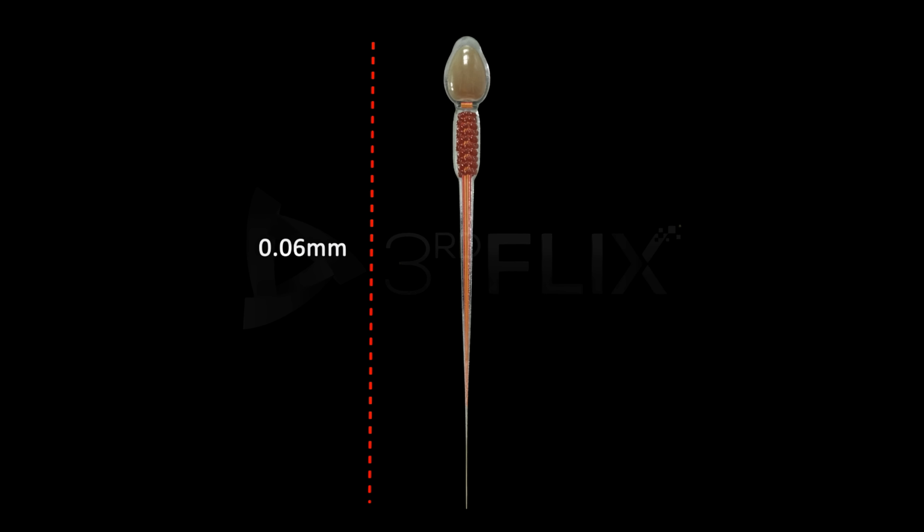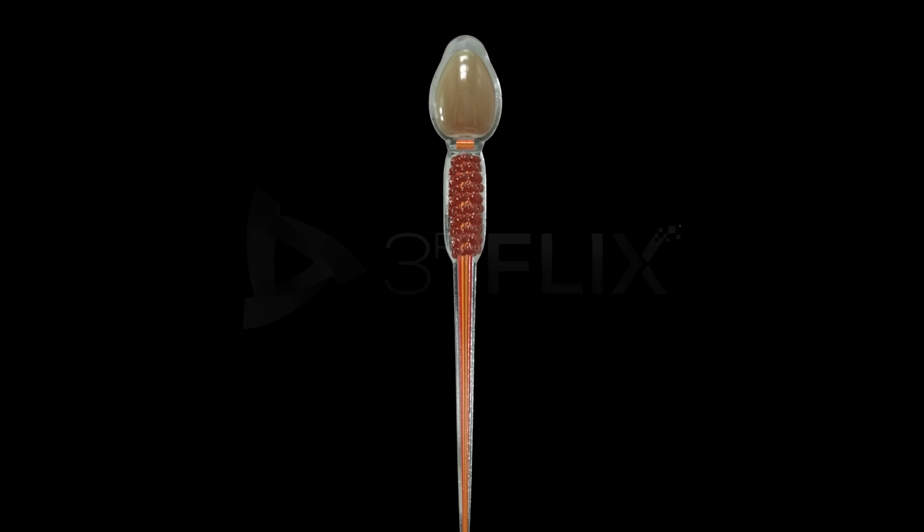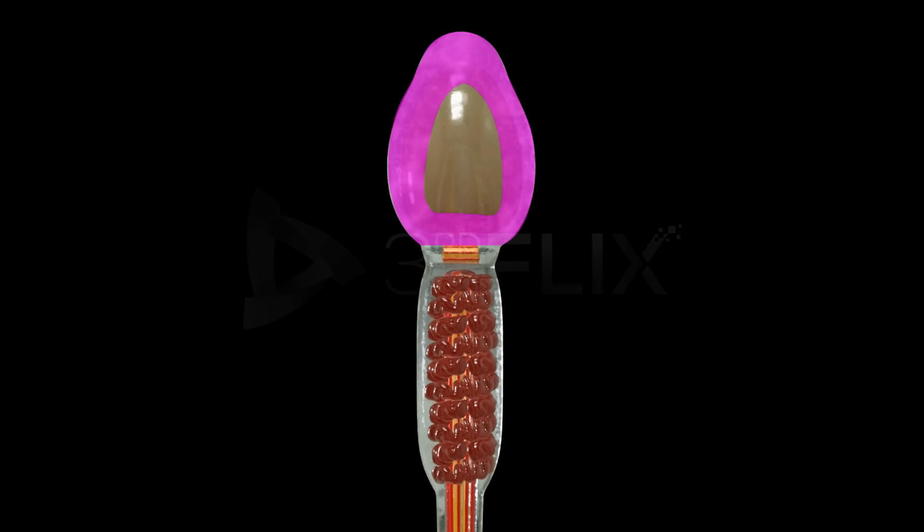It consists of four regions. They are the head, neck, middle piece, and tail. The head of the sperm is flat and disc-shaped. It has a compact haploid nucleus and little peripheral cytoplasm.